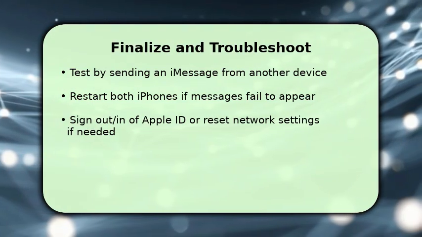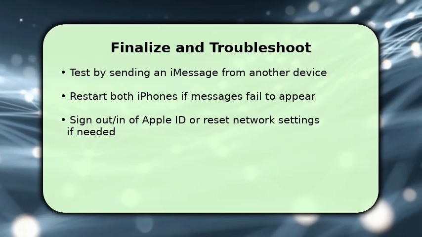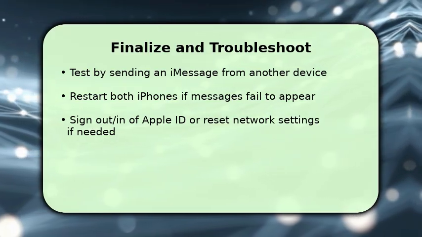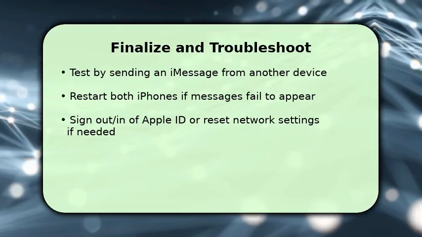Finish by testing. Send an iMessage from a different device to the addresses you enabled. You should see it on the newly linked iPhone. If not, restart both phones and verify Send and Receive again.